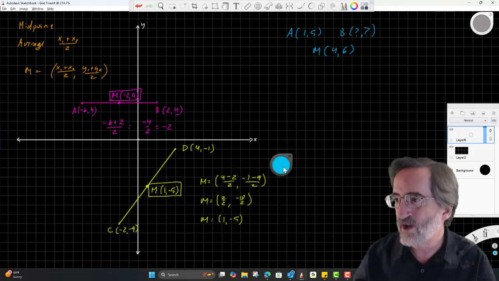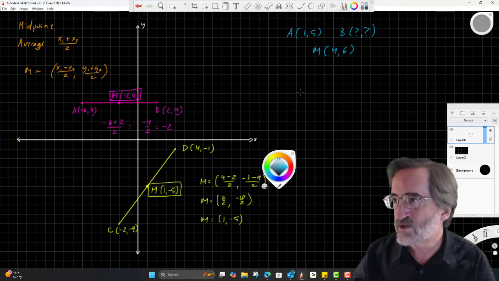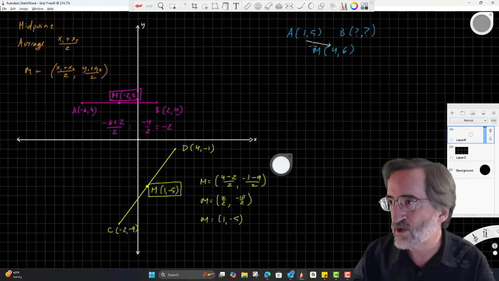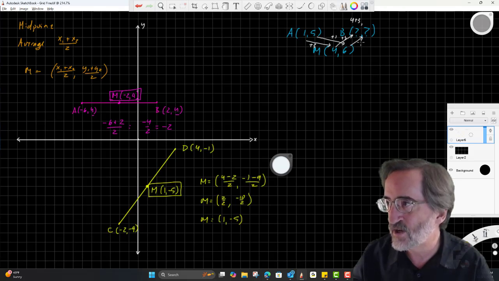Well, here's the way I think of that. To go from 1 to 4 is to go up 3. To go from 5 to 6 is to go up 1. So I'm going to repeat that. To go from 4 to B, I'm going to go up 3. So B is 4 plus 3, or 7. And then to go from 5 to 6 is up 1. So to go from 6 up 1 is to go to 7, 6 plus 1. So B is at 7, 7.